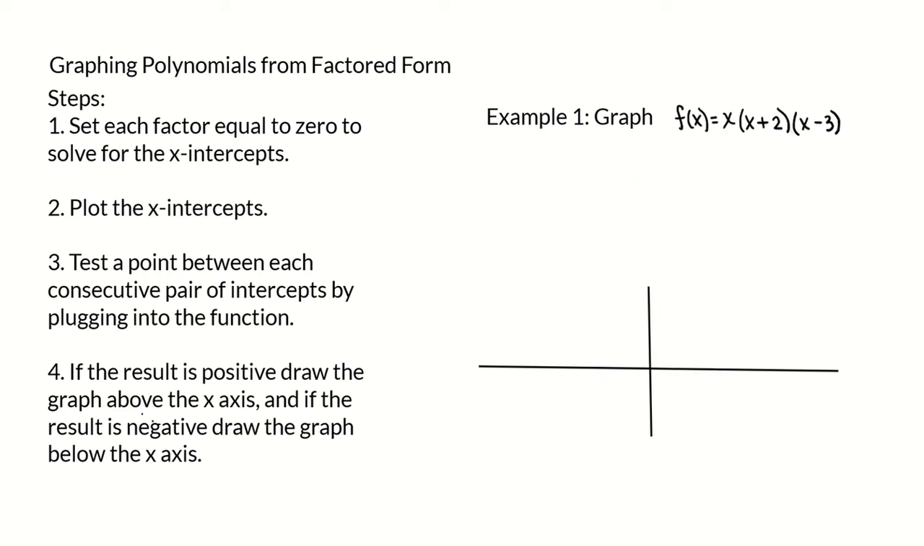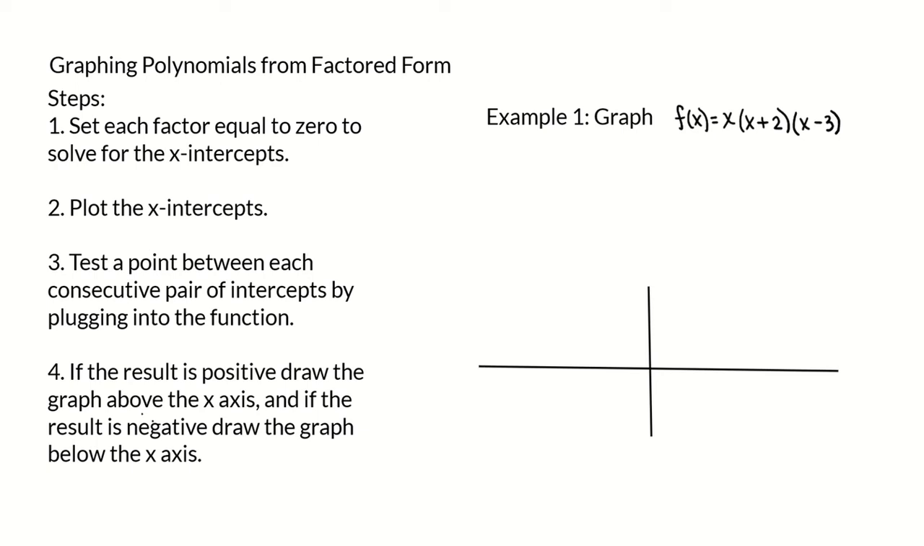This process is called sign analysis, or plotting a polynomial by sign analysis. So really all we do is we find the x-intercepts, and then we choose specific test points between and on either side of the x-intercepts. And if those test points give positive results, we know that for that whole interval, the sign of the graph is positive or negative, so we know where to draw the graph, whether above or below the x-axis.